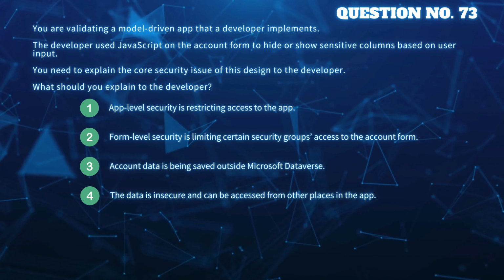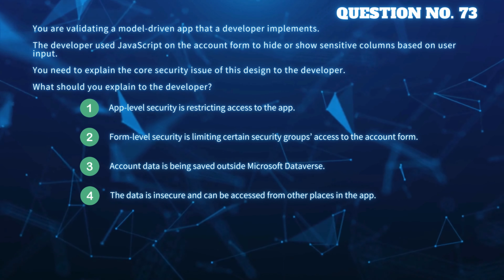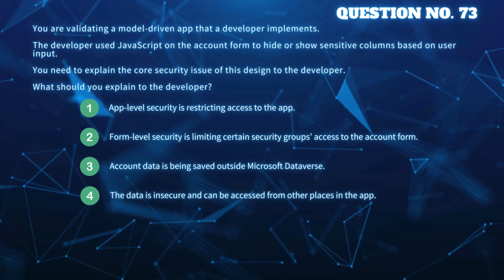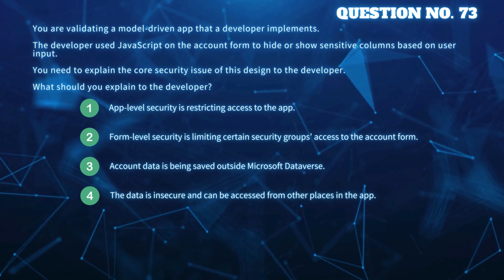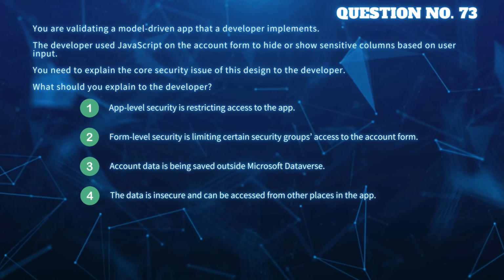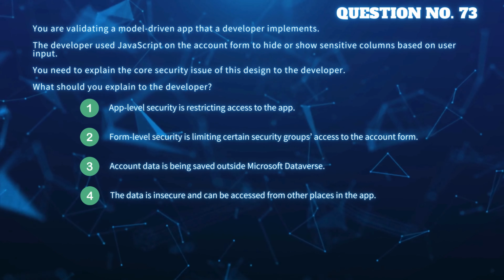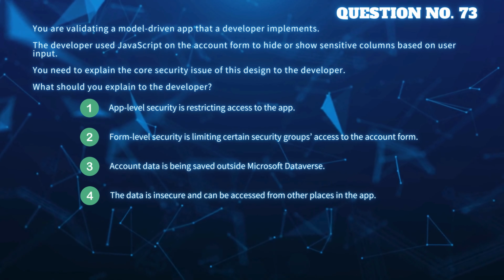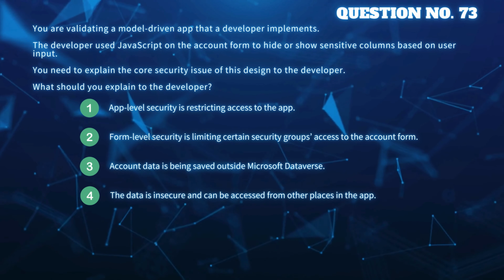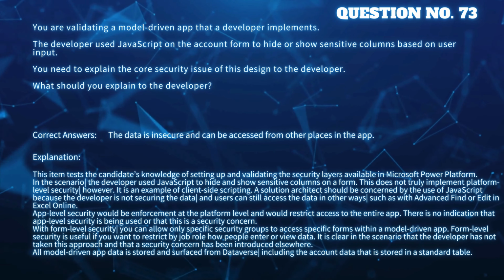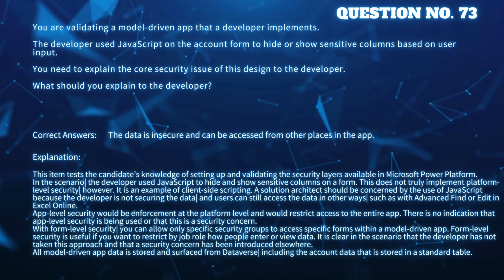Option 1, app-level security is restricting access to the app. Option 2, form-level security is limiting certain security groups access to the account form. Option 3, account data is being saved outside Microsoft Dataverse. Option 4, the data is insecure and can be accessed from other places in the app. Correct answer: the data is insecure and can be accessed from other places in the app.